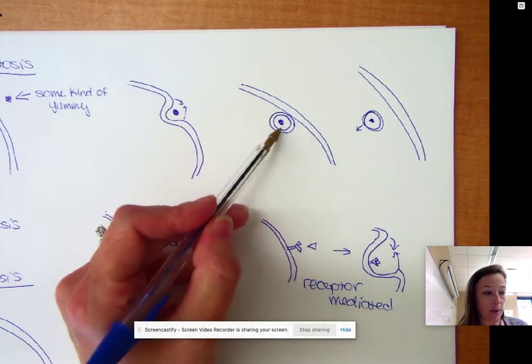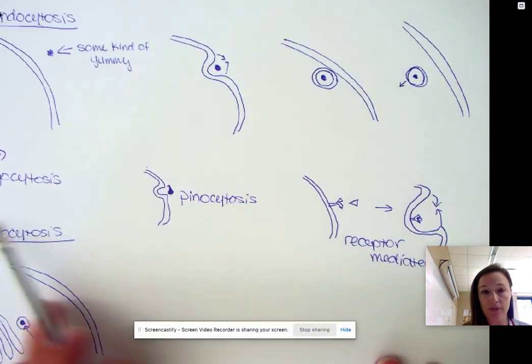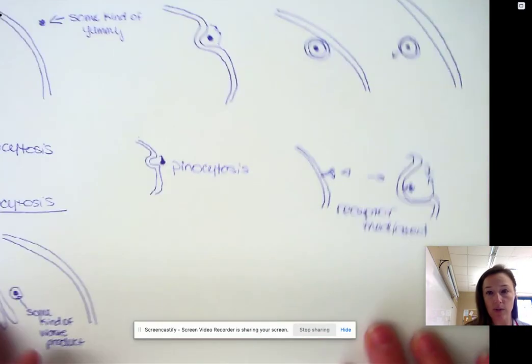So that is, I can explain the process of endocytosis, including the structures involved. That would be the cell membrane and a vesicle. And I can discuss the 3 main types: phagocytosis, pinocytosis, and receptor-mediated.